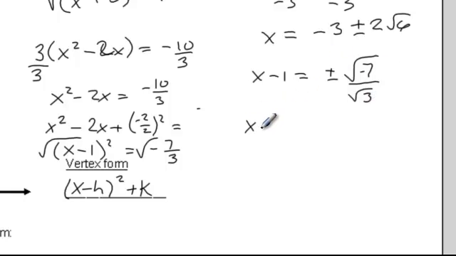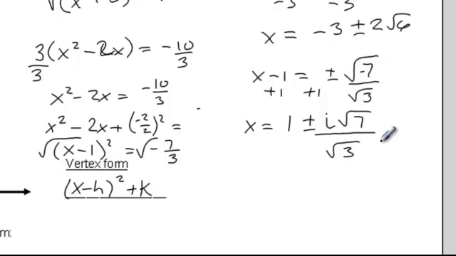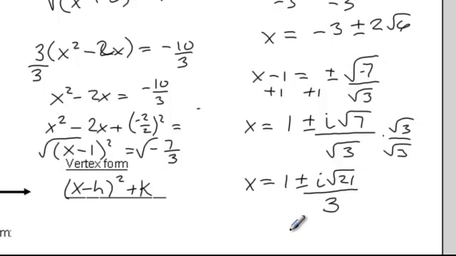So it's going to be x equals 1, move the 1 to the other side using addition, plus or minus i square root of 7 divided by the square root of 3. The last thing I've got to do here is rationalize that denominator by multiplying both the top and the bottom by the root 3. x equals 1 plus or minus i square root of 21 divided by 3. Final answer.